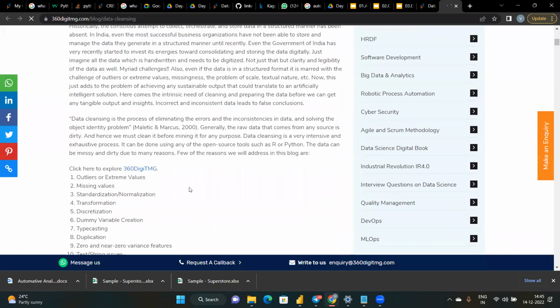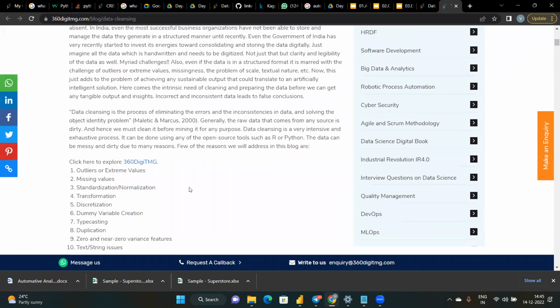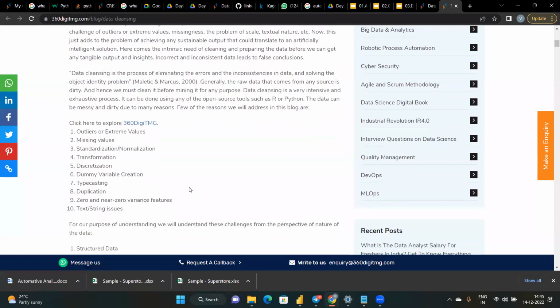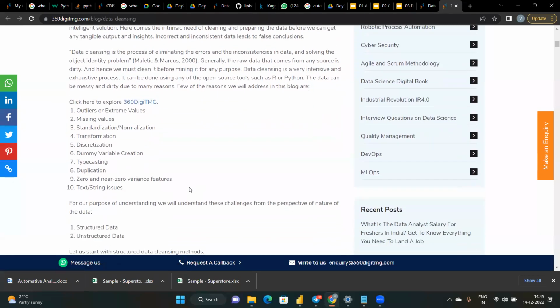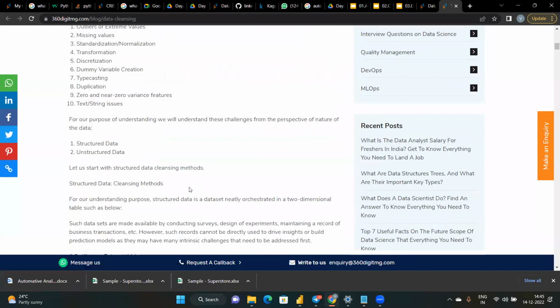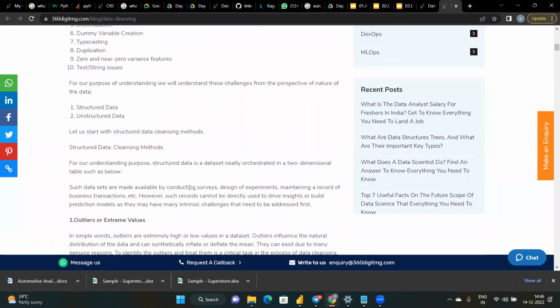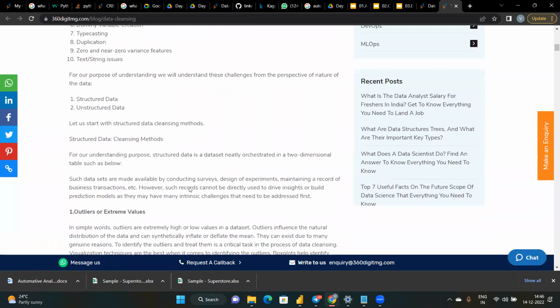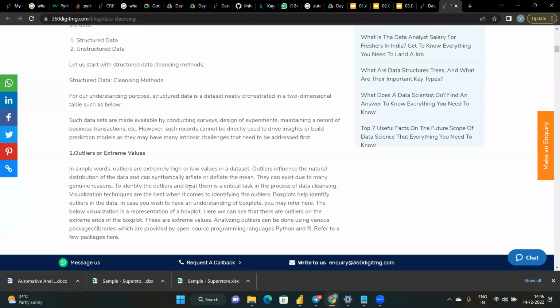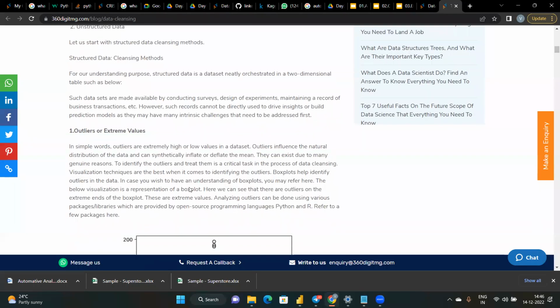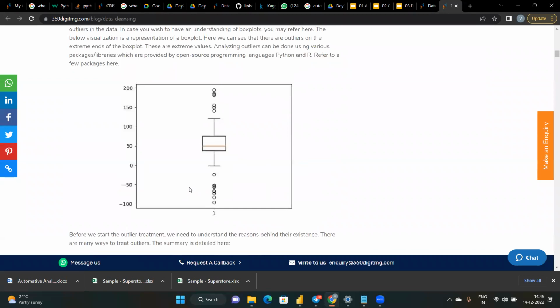So duplication and zero and non-zero variance, structured versus unstructured data. I said to you guys what is meant by structured and unstructured data. That which is in tabular format is called structured data. We have also seen what is meant by unstructured: unstructured is nothing but images or videos. And cleansing methods, outliers or extreme values. As I said, yesterday I explained about Winsorization and the outliers thing, so outliers or extreme values.